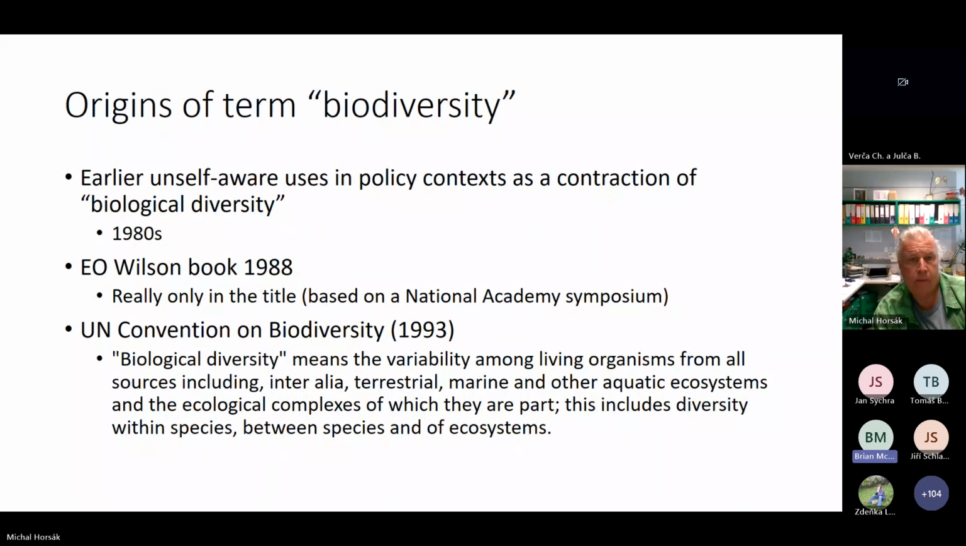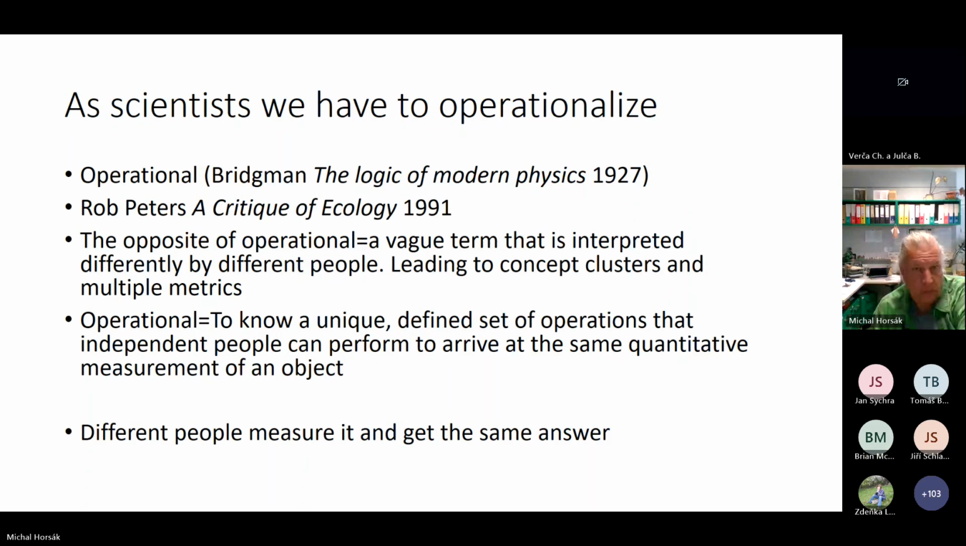Yeah, so biodiversity originated, a lot of people attribute it to E.O. Wilson's book, but it had been in use prior to that. It very much came out of a policy context. E.O. Wilson came up with it for a National Academy symposium that was trying to influence policy. It definitely did not originate in a scientific context. So next slide, please. So that presents a challenge.